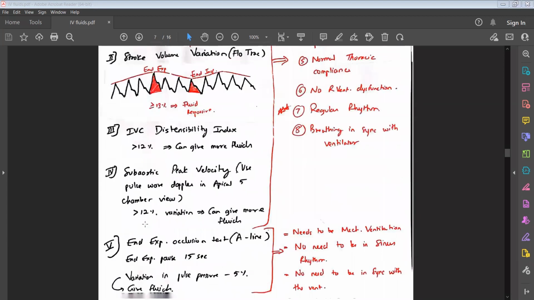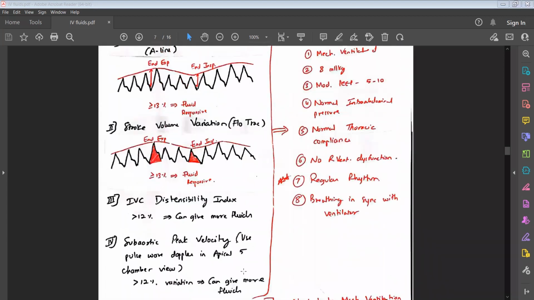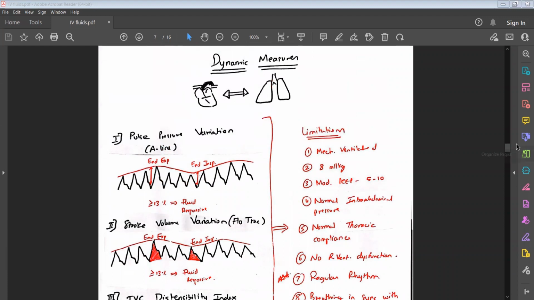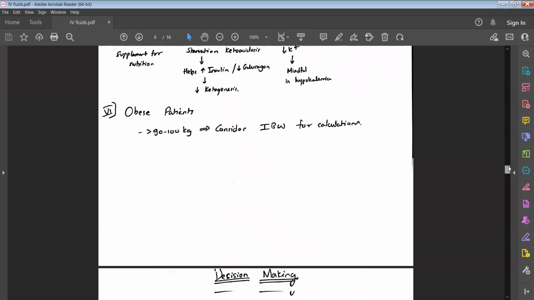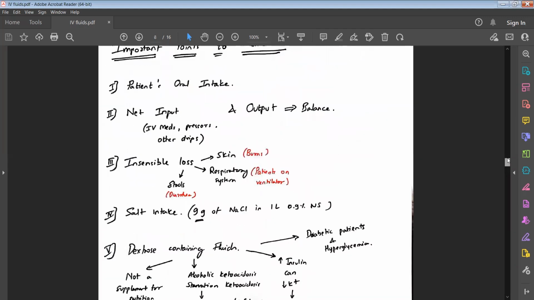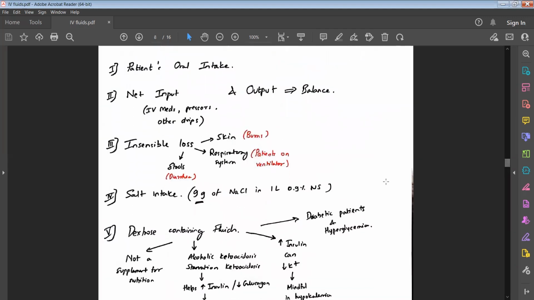And then after this, in the next part of this lecture, I'll be discussing the evidence behind using different types of fluids. Which fluid are you going to choose? And I'll discuss a few different conditions and how things change in them.